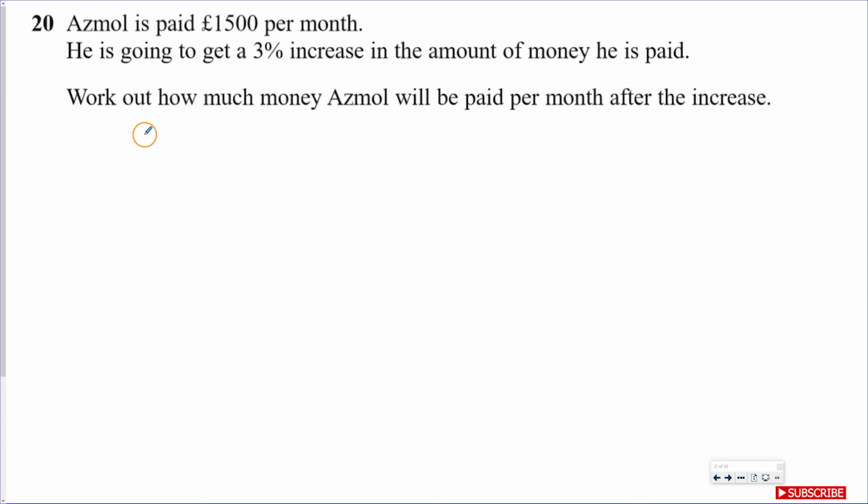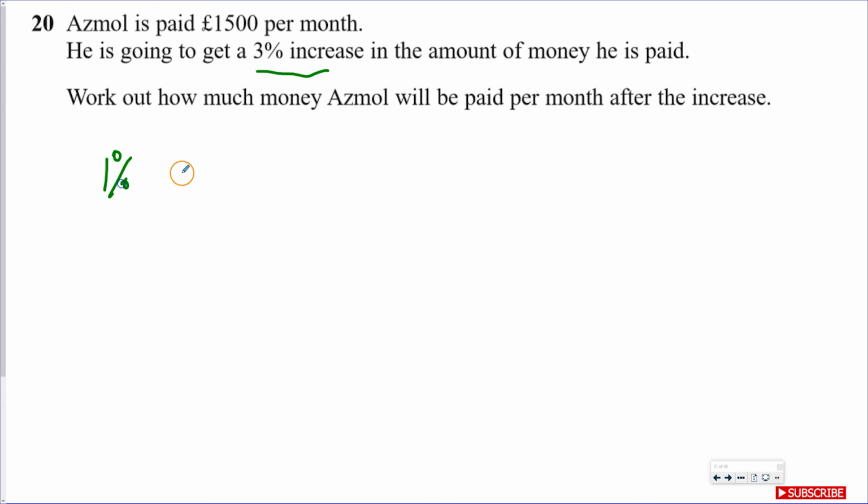So for question 20, we're told Asmol is paid £1,500 per month. He's going to get a 3% increase in the amount of money he's paid. Work out how much money Asmol will be paid per month after the increase. So we need to find 3% of 1,500 and add that amount to the current amount that Asmol gets from his employer. All right, so let's just do 1% first, because we need 3%.